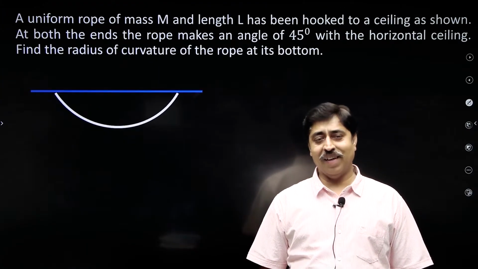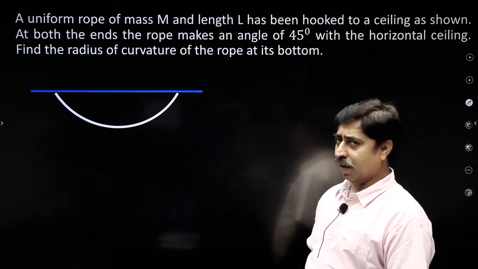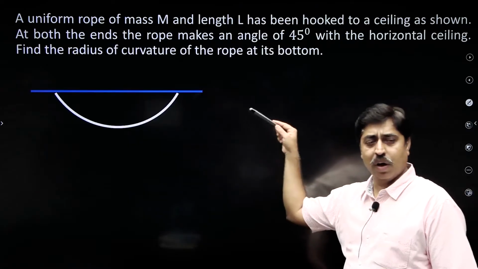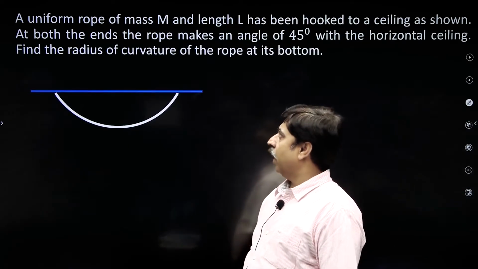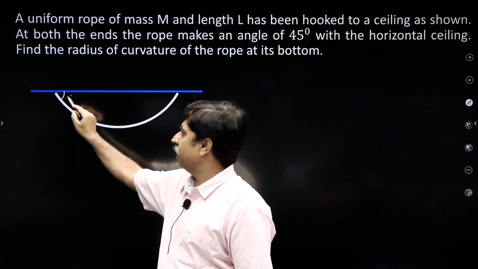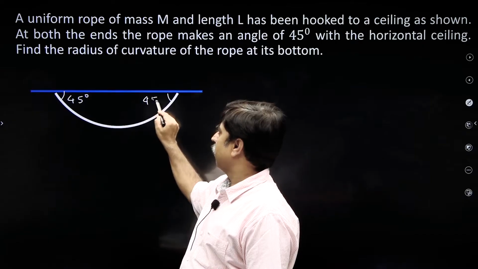Dear students, here is our today's problem. A uniform rope of mass m and length L has been hooked to a ceiling as shown. This blue colored surface is the ceiling. At both the ends, the rope makes an angle of 45 degrees with the ceiling. This is 45 degrees at both the ends, right?